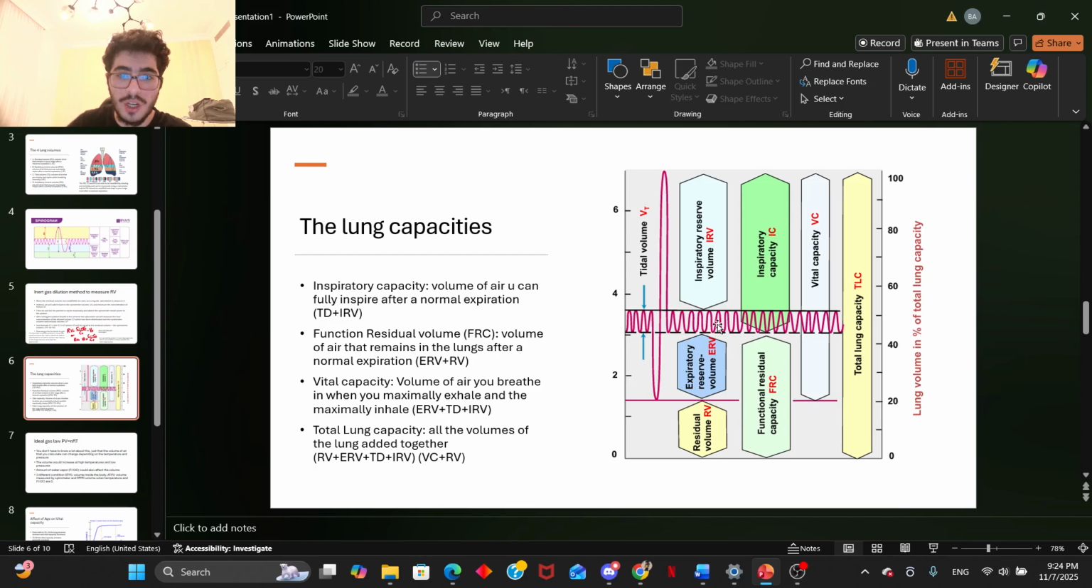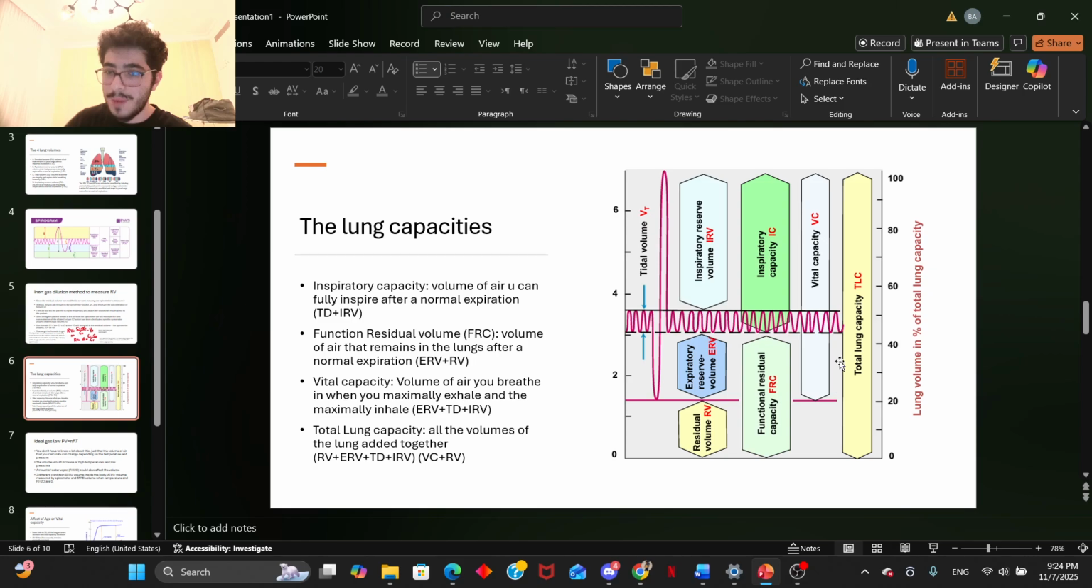Next, we have the functional residual capacity, which you can define as the volume of air that remains in your lungs after a normal expiration. So when you expire normally, the volume of air that remains in your lungs is the functional residual capacity, and it's equal to the expiratory reserve volume plus the residual volume.